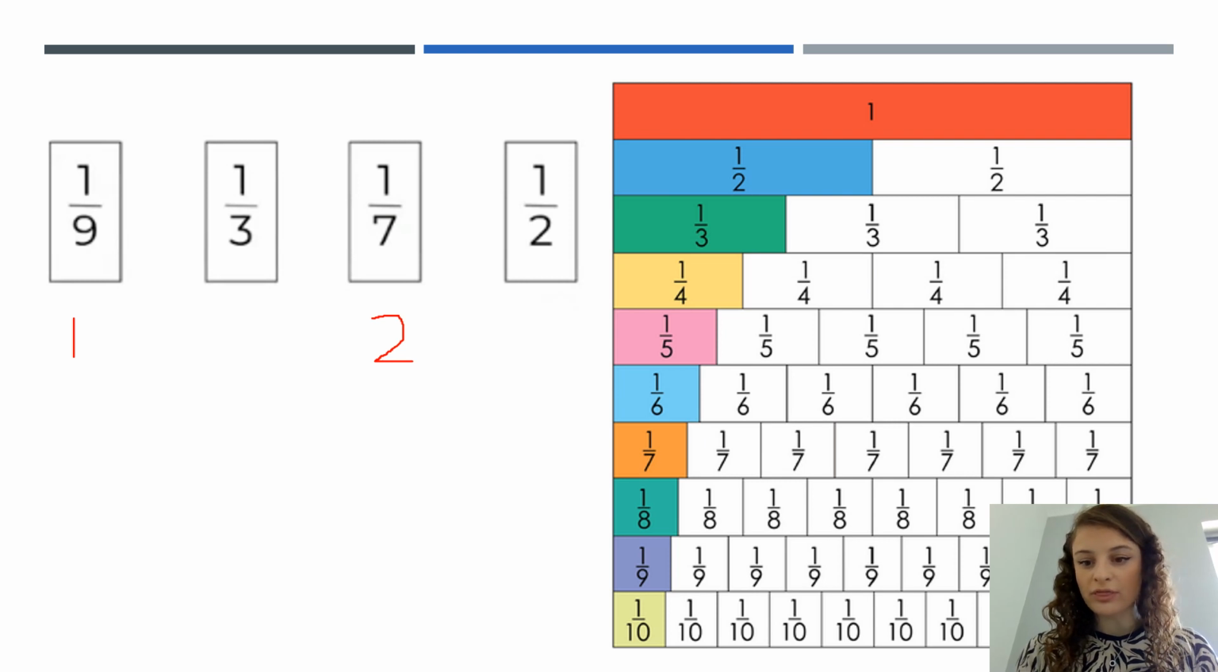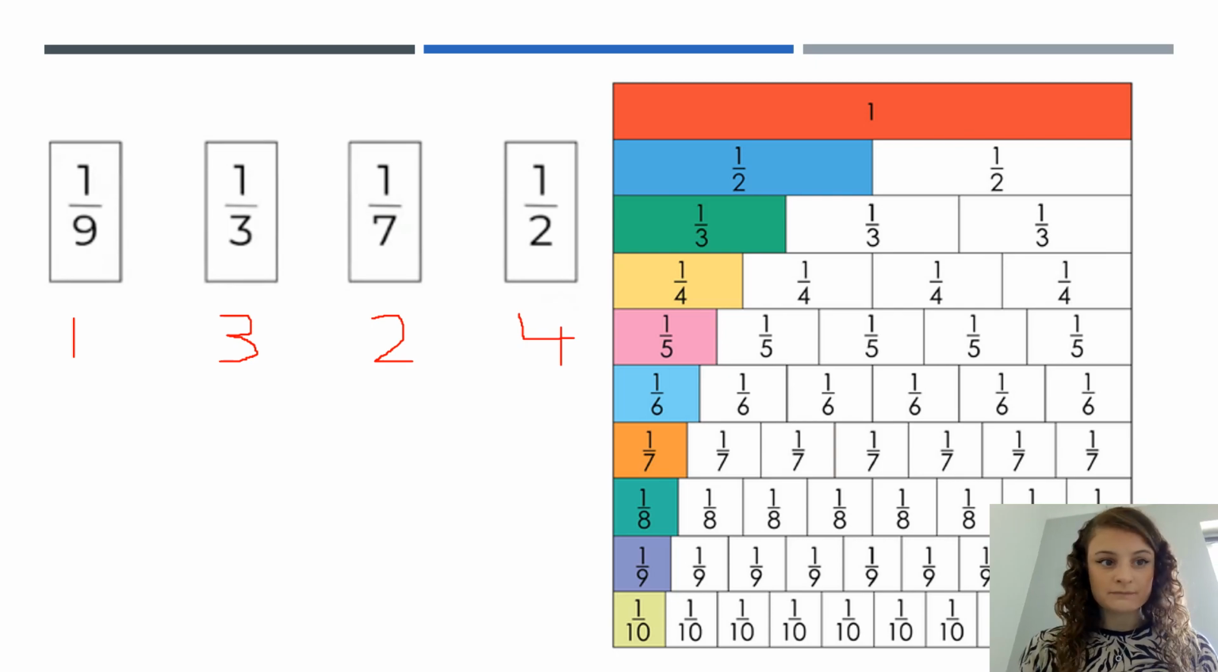Okay, I'm left with 1/3 and 1/2. The bigger the denominator, the smaller the fraction. 1/3 has got a bigger denominator. Is 1/3 smaller than a half? Let's have a look. Here's a half and here is 1/3. 1/3 is definitely smaller than a half. So that one's going to be number 3. And finally, a half is going to be number 4 because it is the biggest fraction.